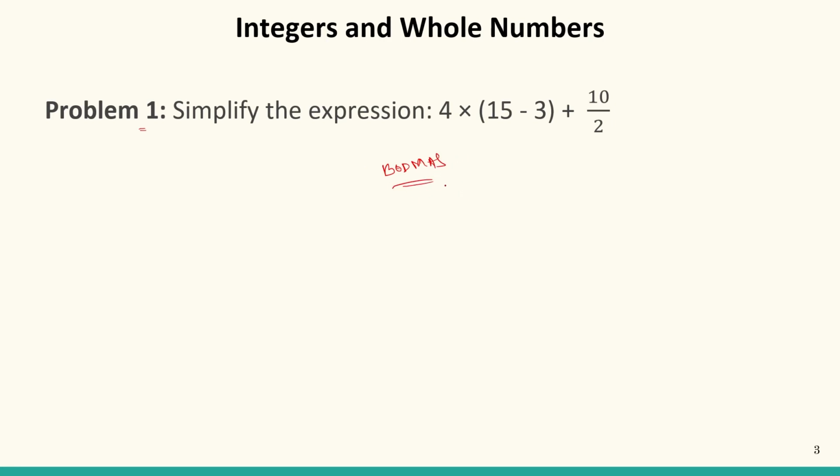In BODMAS, B stands for brackets, O stands for exponents, D stands for division, and M stands for multiplication, A stands for addition, and S stands for subtraction, okay? So this is what the BODMAS rule is. In this expression, we will try to see how we can apply the BODMAS rule.